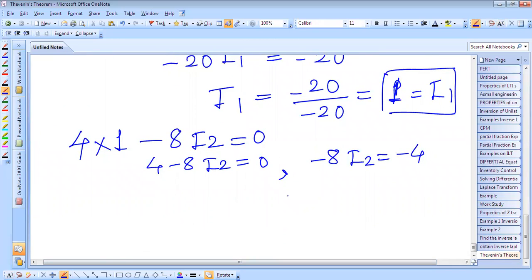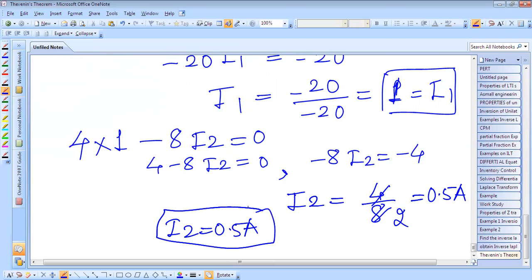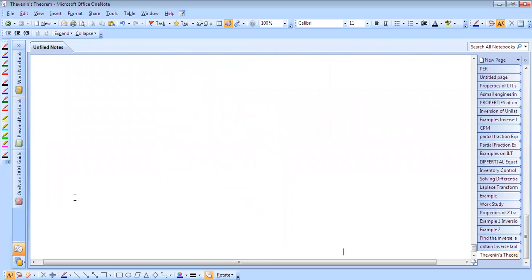Therefore I2 is equal to 4 by 8. Okay, so it is 0.5 ampere. So I2 is equal to 0.5 ampere. So in this way we can find the loop current by using loop analysis. Okay, let us consider another example.